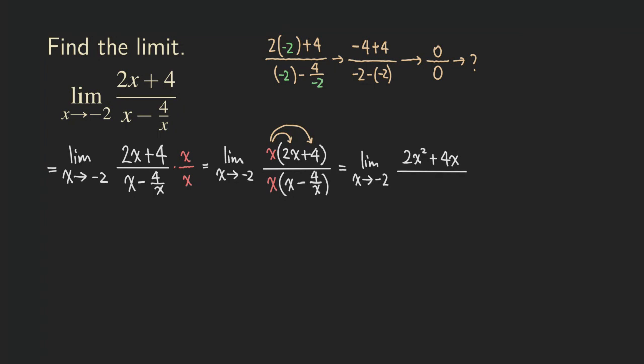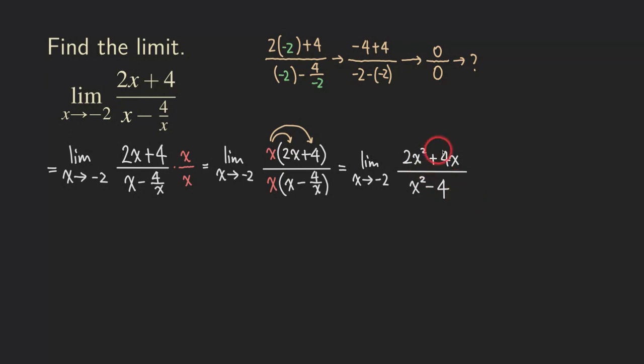Okay, so that's... And then what do we get at the bottom? We are going to be getting x squared minus... Now, here comes a good thing, right? X times 4 over x, the x's will get canceled. So we are just getting just 4.